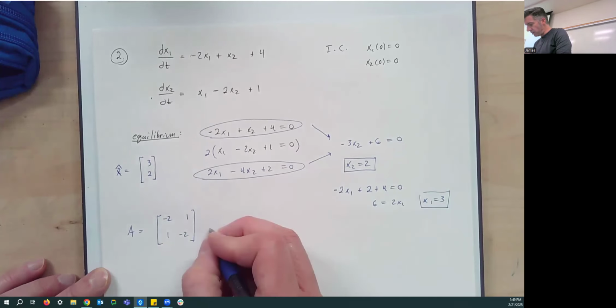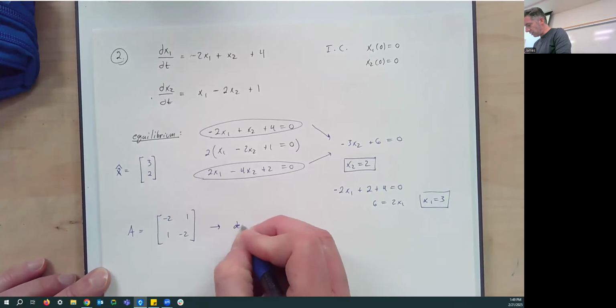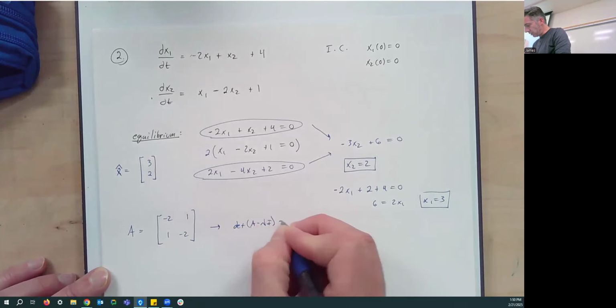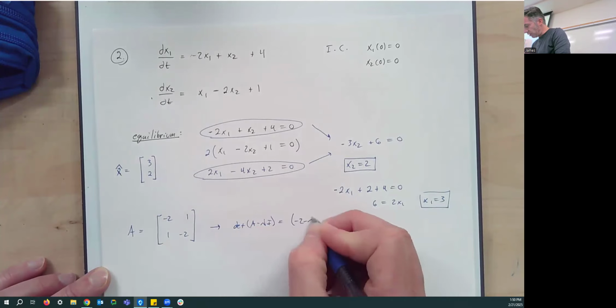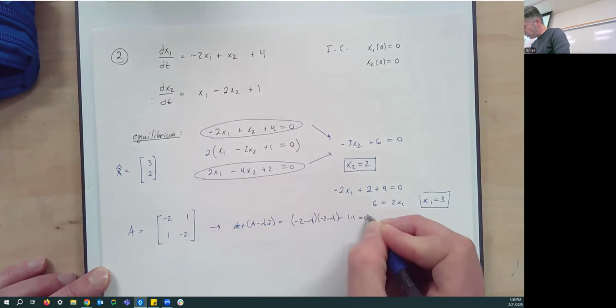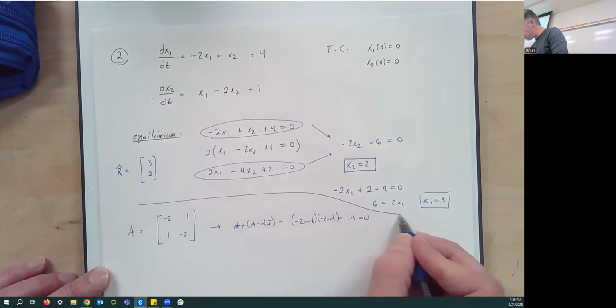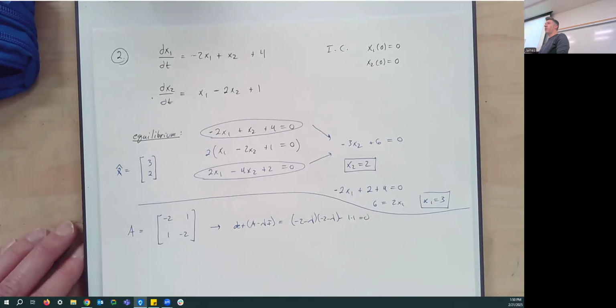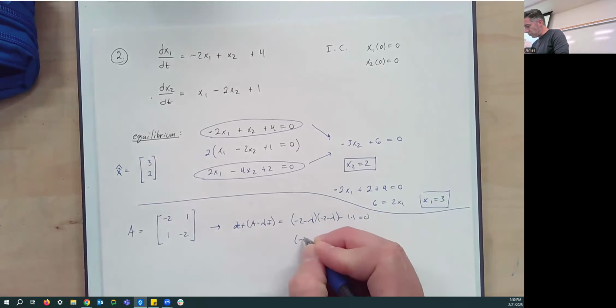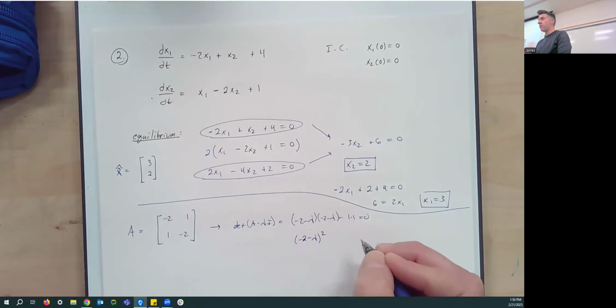So to find the eigenvalues, the determinant of A minus lambda I, that's going to be negative 2 minus lambda times negative 2 minus lambda minus 1 times 1 equal to 0. Let's give ourselves some room here. Normally, I'd multiply this out and solve. But if these are the same, it's easier to do the following thing. Just say we have negative 2 minus lambda squared, and bring that minus 1 over to the other side as a positive 1.